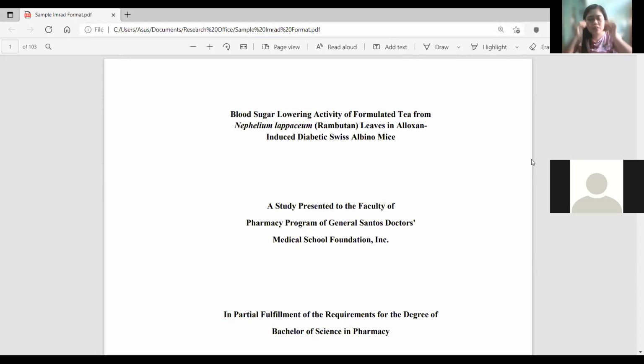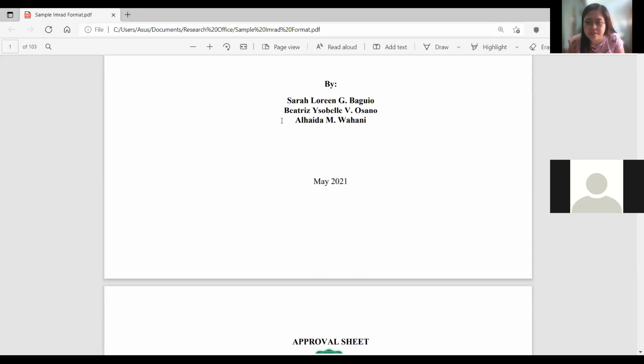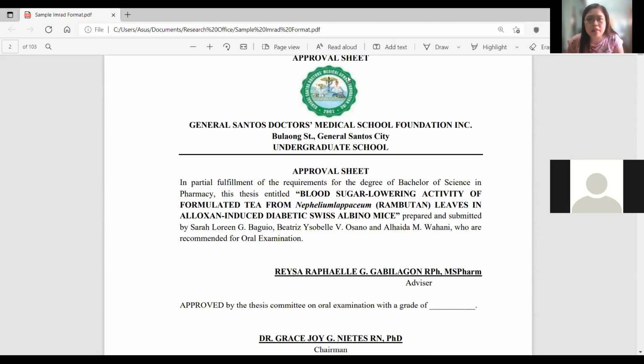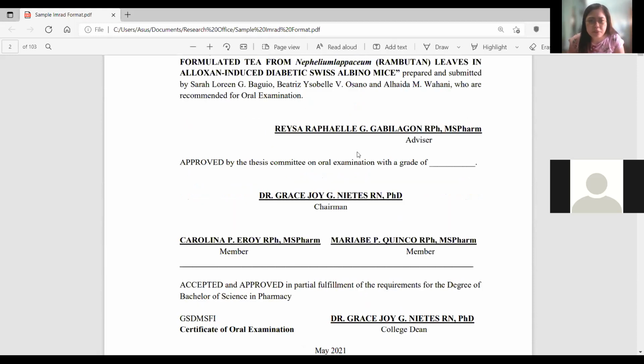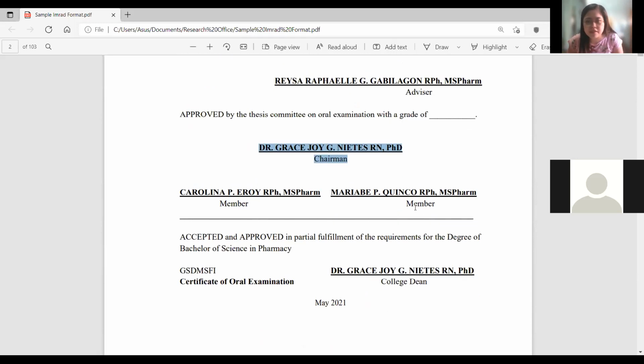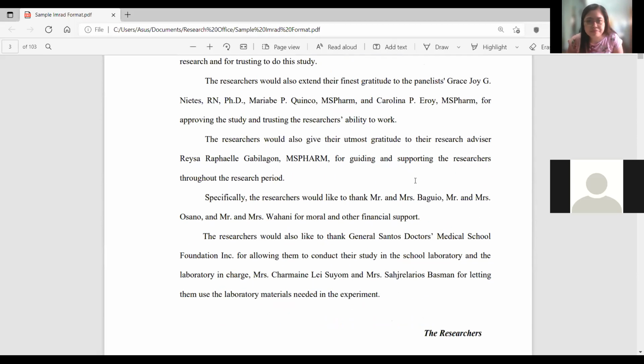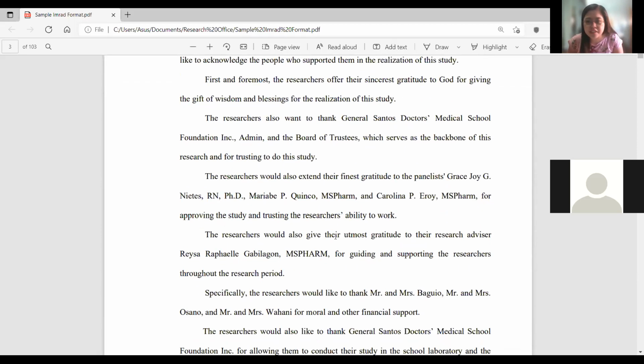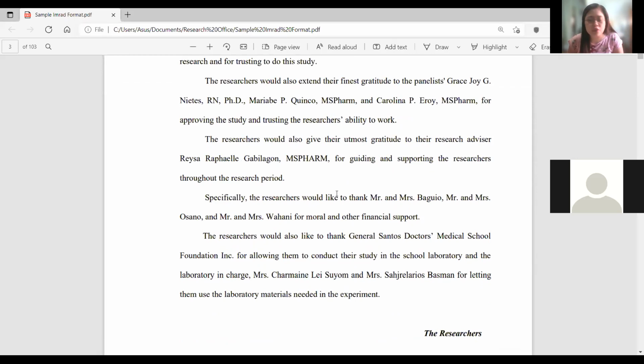So what should be included in the proposal defense? You have here, of course, the title page. Please follow this format. And then we have the sample approval sheet. Just edit the parts in bold. Then just wait for the announcement of who your panel will be, but most likely Bin will be the chairman. The other two members will be announced. And then you also have to make the acknowledgement following this format. Just edit the names of the people you want to thank.